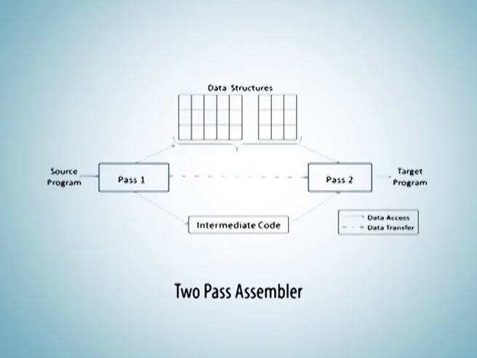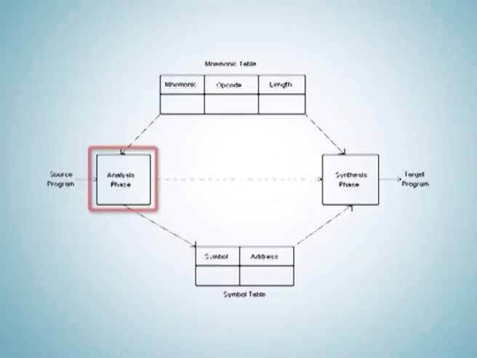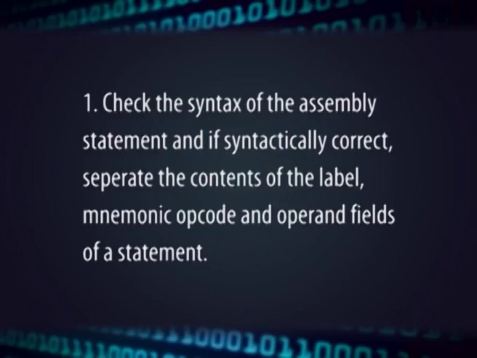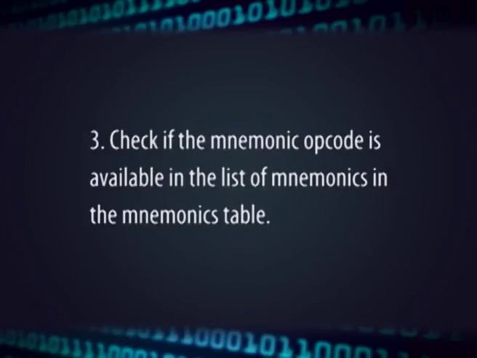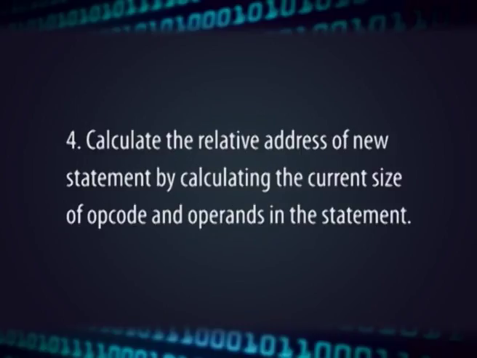A 2-pass assembler scans the program twice. In the first phase, it does the analysis of the assembly program to perform tasks such as: first, check the syntax of the assembly statement, and if it is syntactically correct, separate the contents of label, mnemonic opcode and the operand fields of the statement. Second, if a symbol is present in the label field, enter the label along with its relative location in the symbol table. Third, check if the mnemonic opcode is available in the list of mnemonics in the mnemonic table. Fourth, calculate the relative address of the new statement by calculating the current size of the opcode and the operands in this statement. So, these are the 4 tasks performed in the first pass.